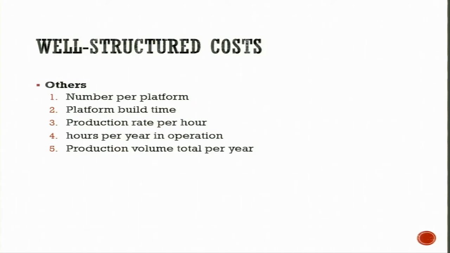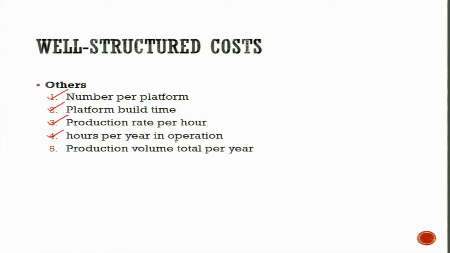Next come the other components of the cost, such as number per platform. Then how many components could be put on a single platform. Then platform build time itself. Production rate per hour. Hours per year in operation. That is the working hours of the company. For example, for an 8 hour working day, what is the time when the machine is actually working? Let me say 7 hours, if a 1 hour break is there.